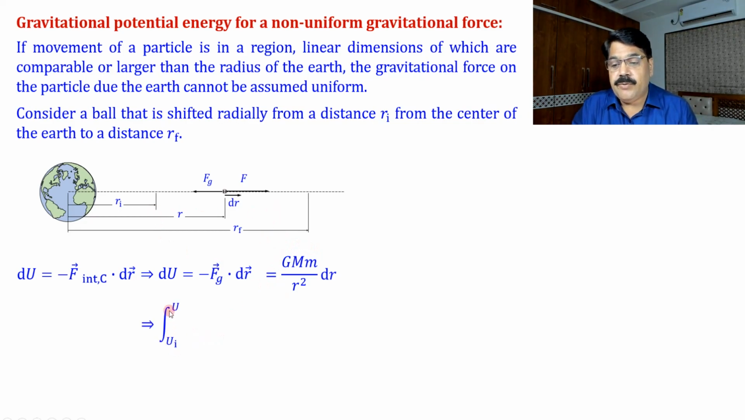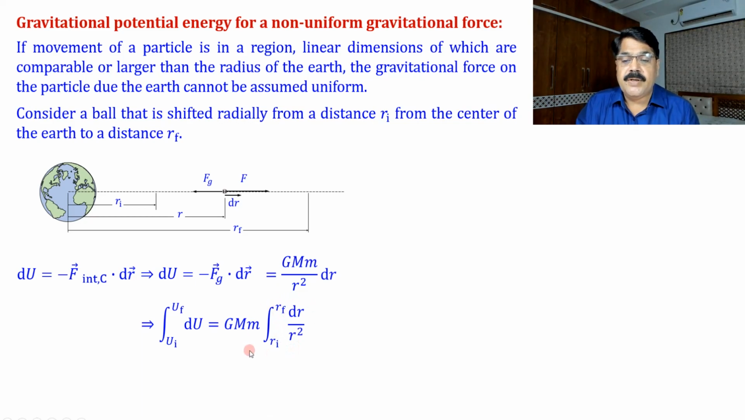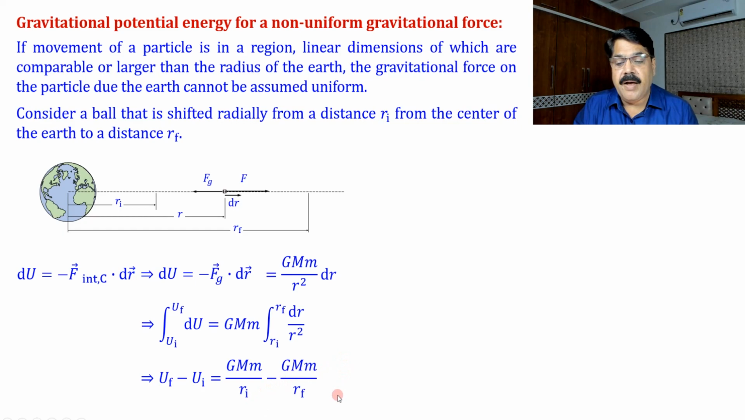So integral of dU from U initial to U final is equal to GMm, which we can take outside, times dr by r square from ri to rf. Now this integration is not difficult. What can you write here? U final minus U initial is equal to GMm by ri minus GMm by rf.